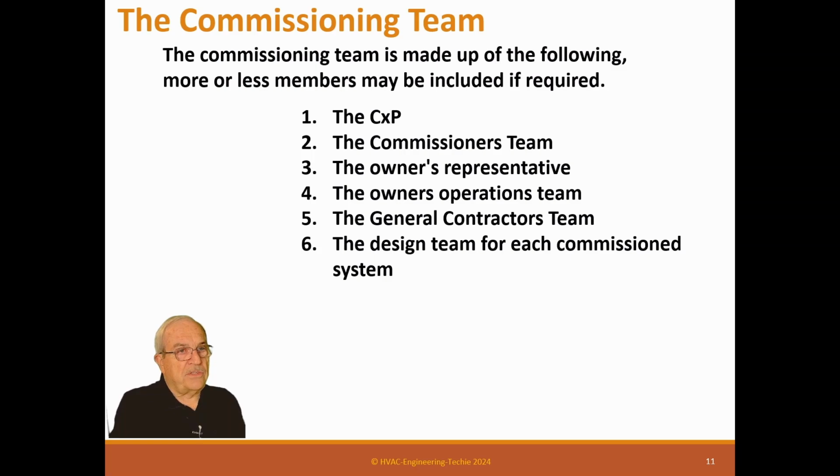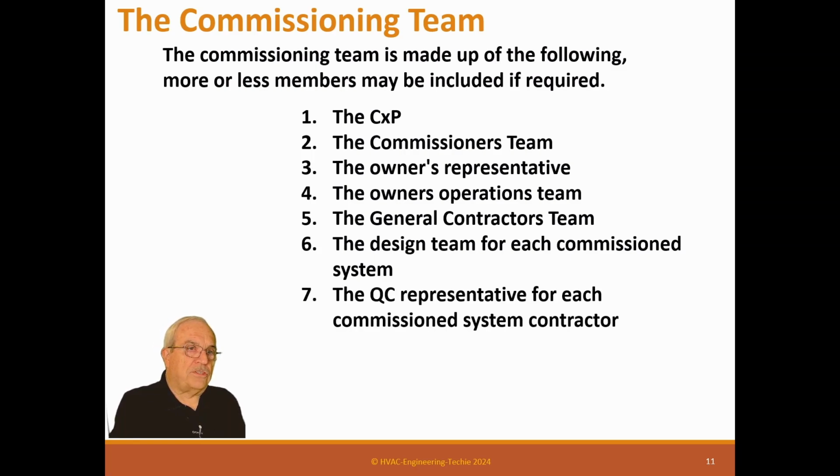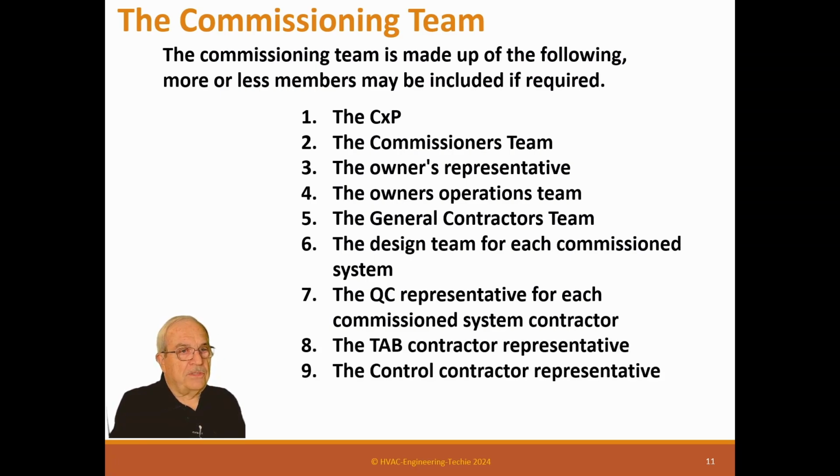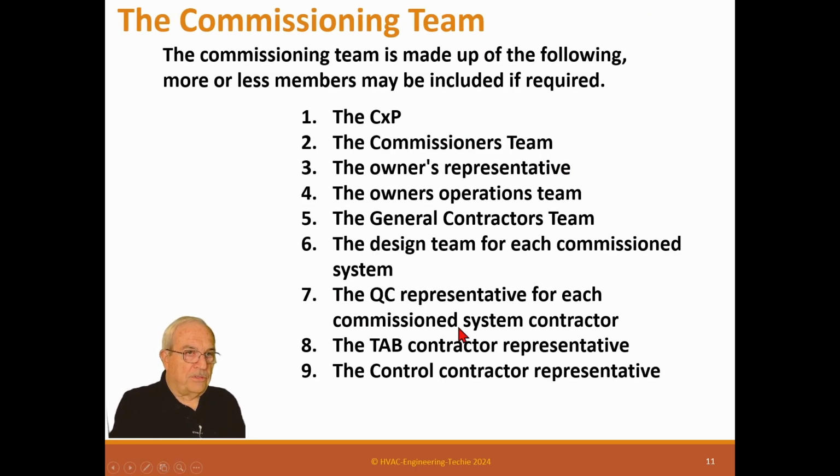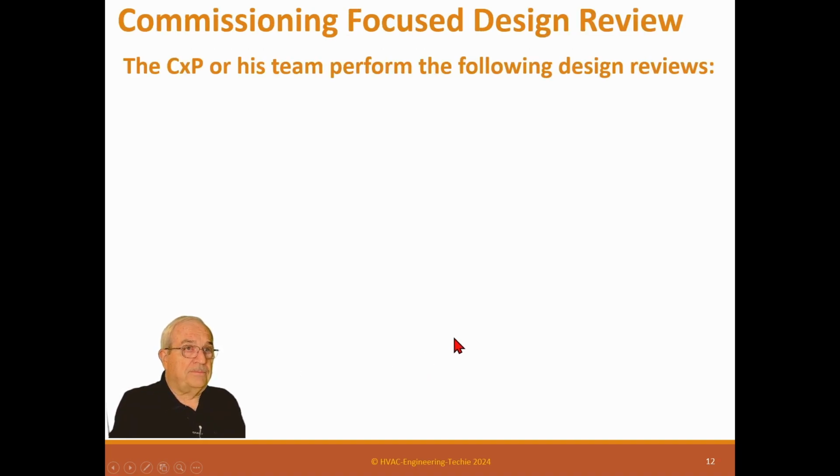The general contractor's team, the design team for each commissioned system, the QC representative for each commissioned system contractor, that's quality control, the TAB contractor representative, the control contractor representative. These people are all a part of the commissioning team, because everything that you're going to commission, these people are involved in. So it's good that they're on your team, especially the control contractor and the TAB contractor, who really need to be involved in it. All right, so the first thing you do after the plan is you do a commissioning focused design review.